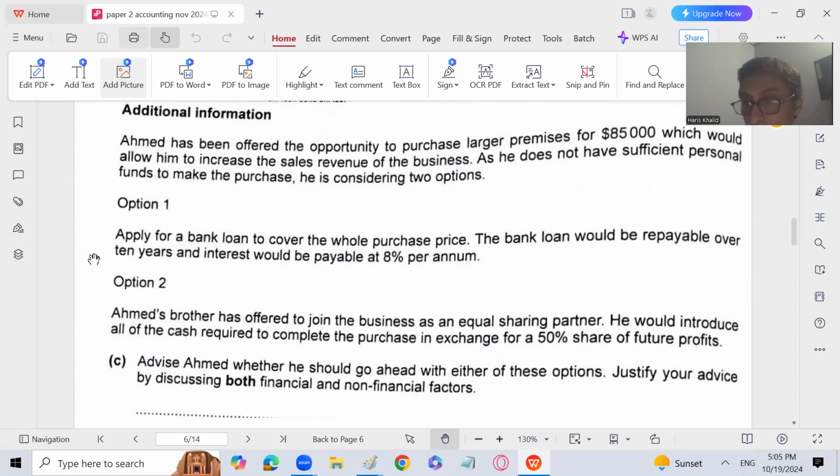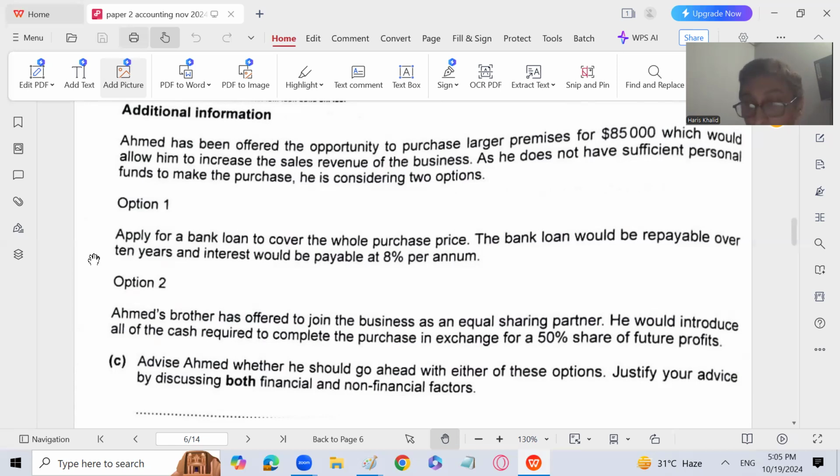Obviously, when the premises are going to be large, we have more premises, he can produce more goods, he can sell more goods, and his sales are going to increase. That is the purpose of having large premises, because he wants to increase the sales revenue. But because of the funds, he has problems.